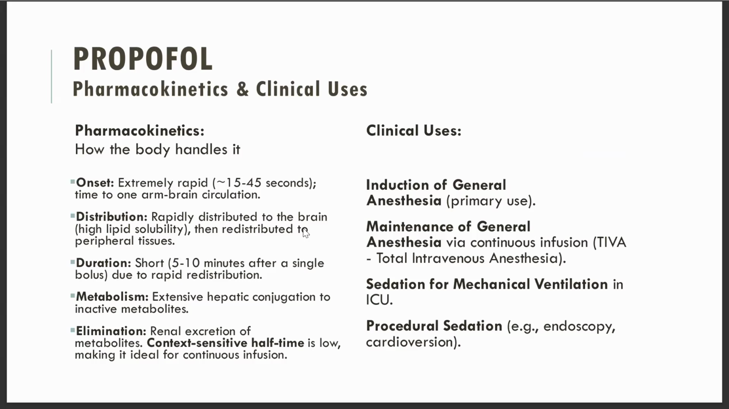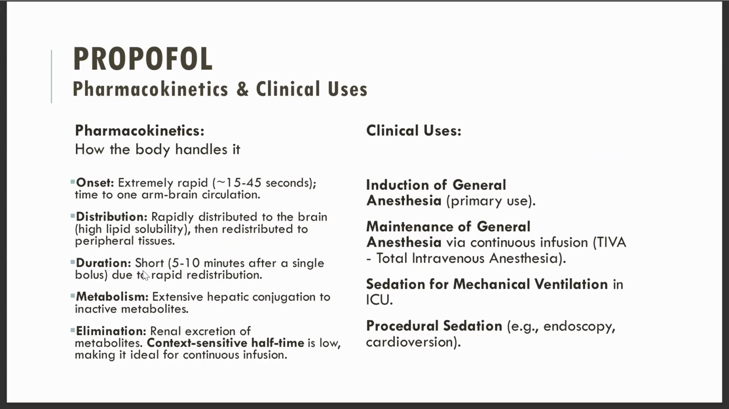Okay, now this next slide shows pharmacokinetics and clinical uses of propofol. Pharmacokinetics is how the body handles it. Its onset is extremely rapid, approximately 15 to 45 seconds, the time to one arm-brain circulation. Distribution: rapidly distributed to the brain due to high lipid solubility, then redistributed to peripheral tissues.